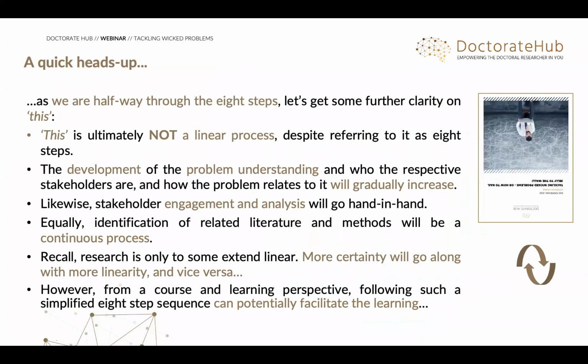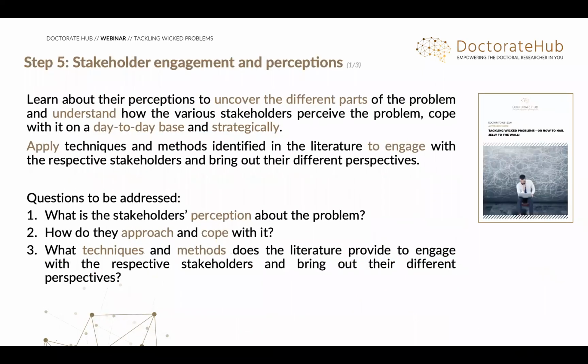Now, quick heads up, we are halfway through the eight steps, and ultimately, this is not a linear process. Just like a wicked problem is not working over causal linearity, likewise this process, the eight steps that we are presenting here, is likely not something you do from beginning till end and all is good, but a juggling back and forth will be required. It's much like research, which is equally not linear. I think this is a very important understanding one needs to have.